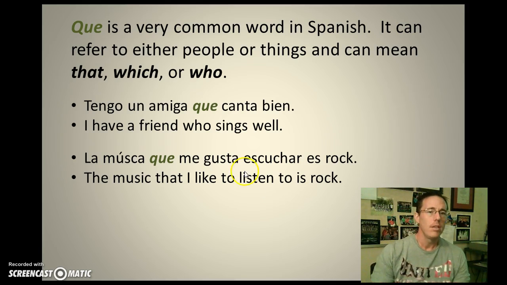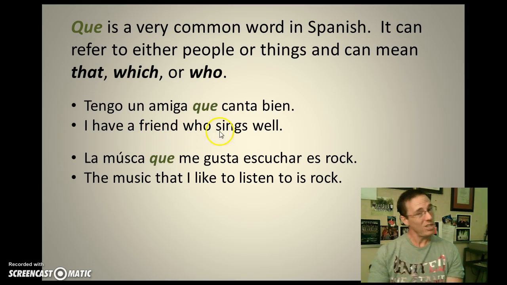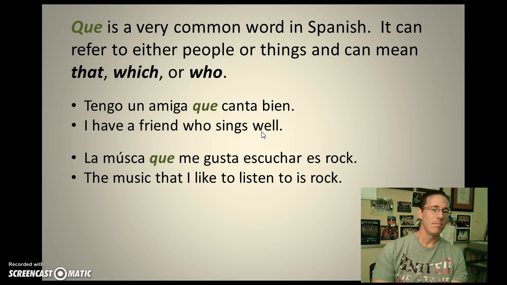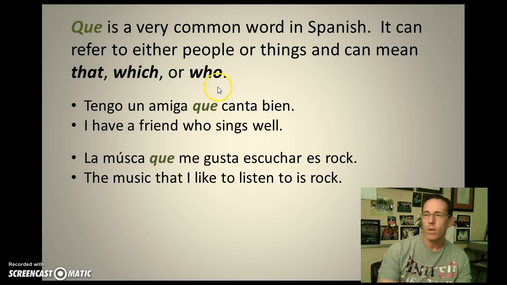For example, tengo una amiga que canta bien. I have a friend that sings well. Well, obviously, it can also kind of mean who. I have a friend who sings well. I have a friend that sings well. I have a friend which sings well. Obviously, one of those is better than the others, but they all kind of work reasonably well together.